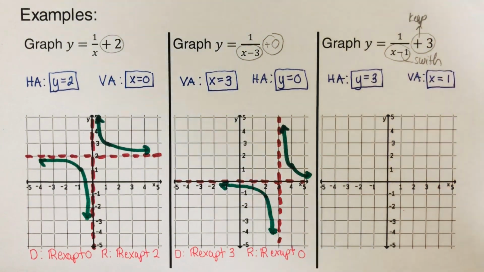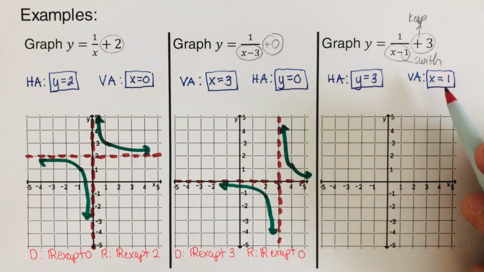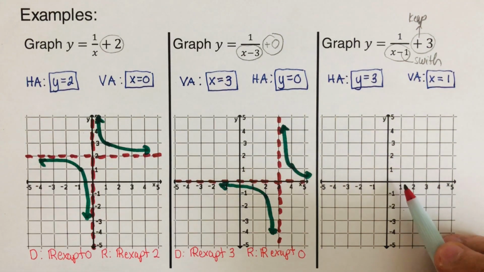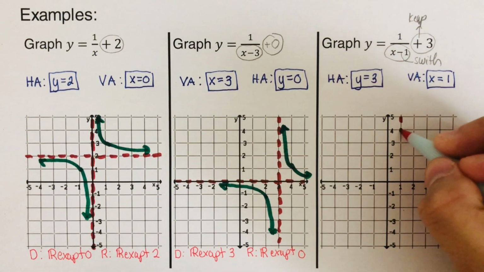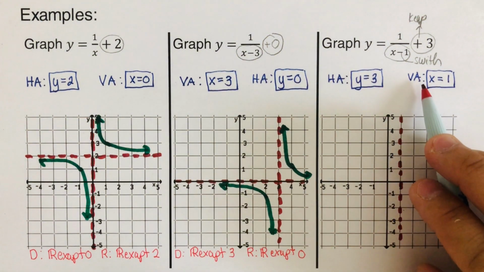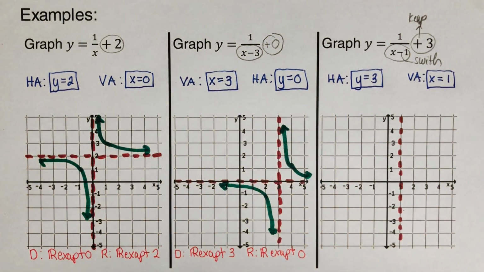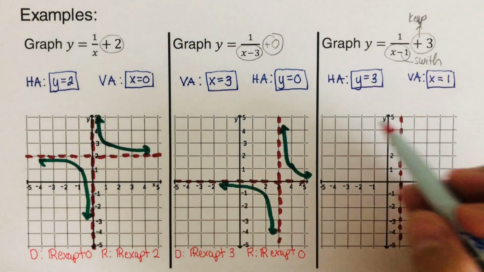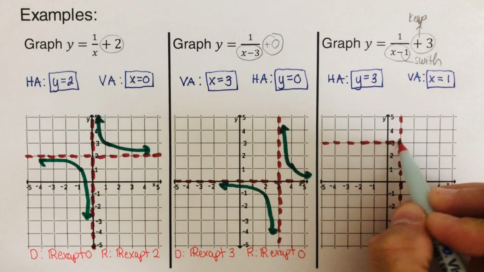So then we can go ahead and graph these two asymptotes. First, we start with the vertical asymptote. X is equal to 1, so it's going to be right here. So we can draw a broken line on x is equal to 1. That's the vertical asymptote. And the horizontal asymptote is y equals 3. So that should be up here. So we can draw a broken line over here.